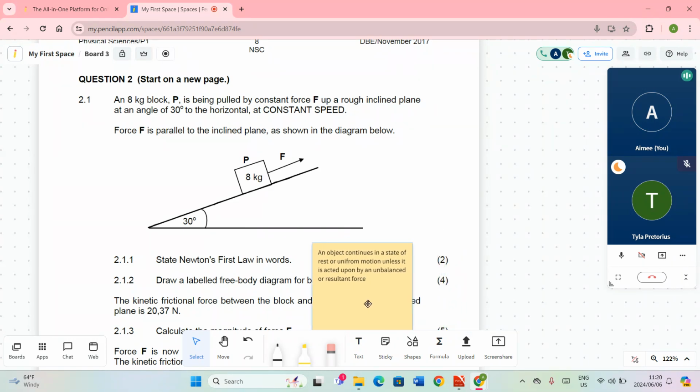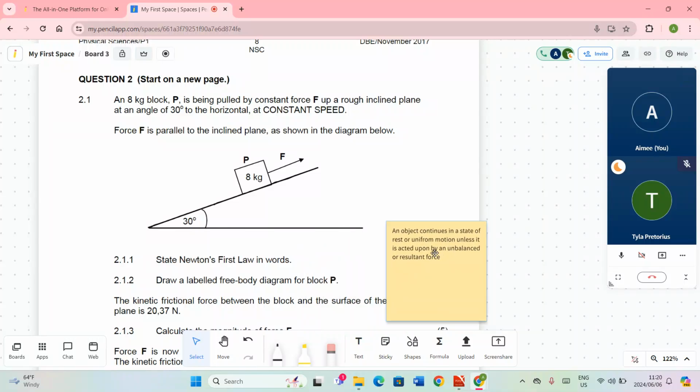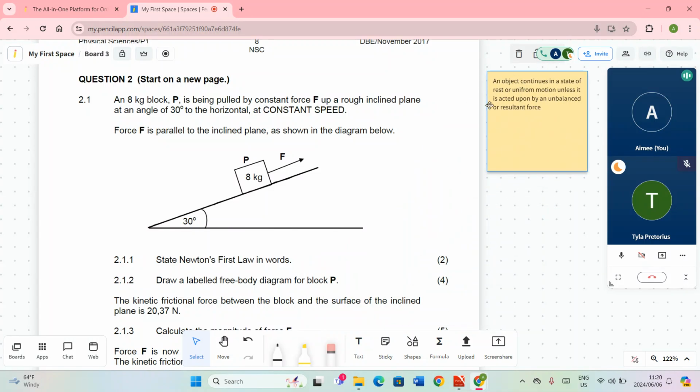So there is your official definition for Newton's first law. It says Newton's first law states that an object will continue in a state of rest or uniform motion unless it is acted upon by an unbalanced or resultant force. Okay, like I said, the teacher should have provided you with a document that has all of these official definitions on them. If she hasn't given it to you, you need to go online and find it.